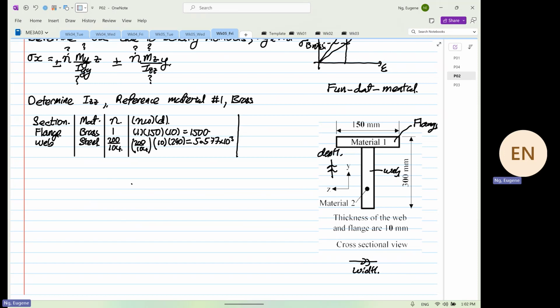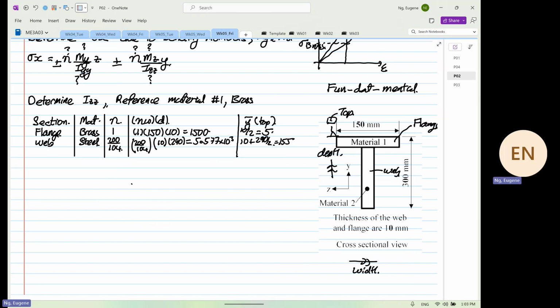And now this will be equal to your ȳ. I'm going to take my ȳ from the top, i.e. my datum is at the top. You can take your datum at the bottom, you'll still be fine. So this is 10 divided by 2, and this is equal to 5. This will be 10 plus 240 divided by 2, is equal to 130. No, is it 240? No, 290, sorry. 290 divided by 2 plus 10 will be 155.